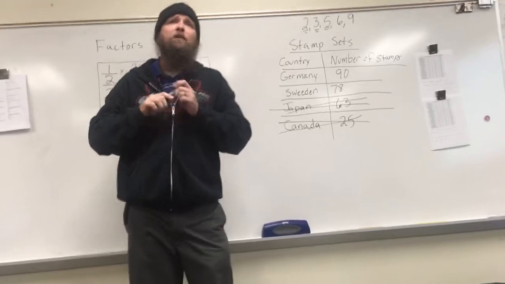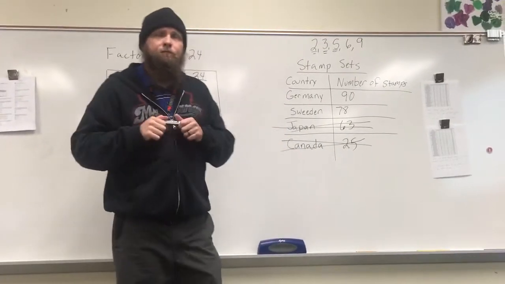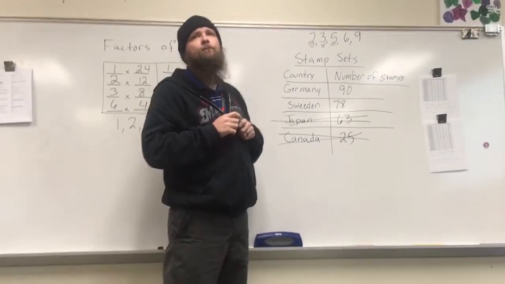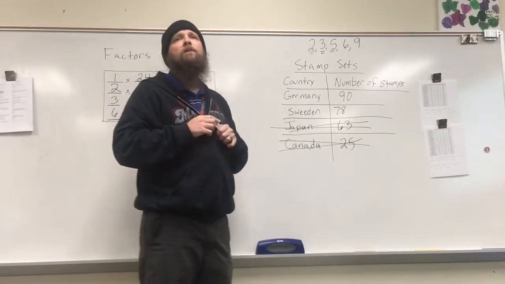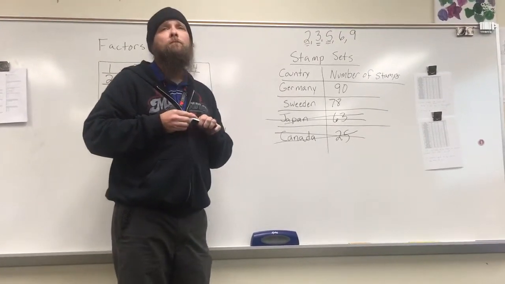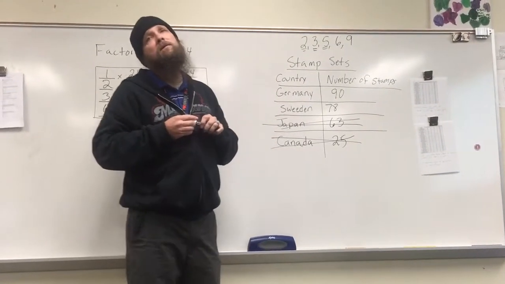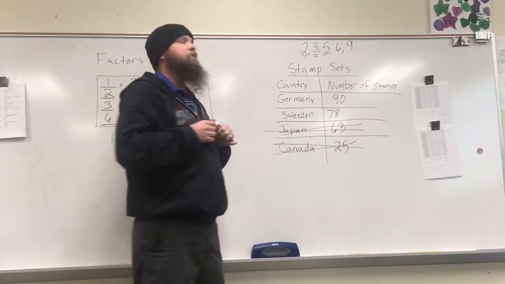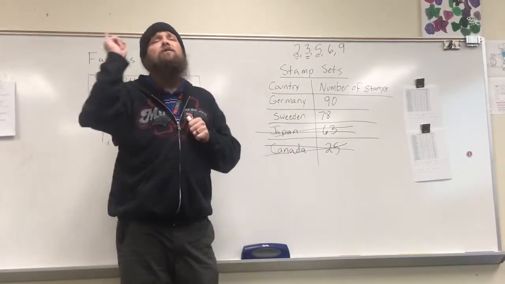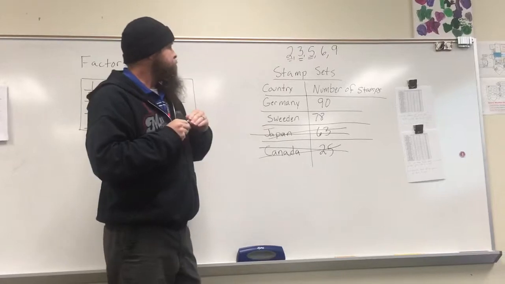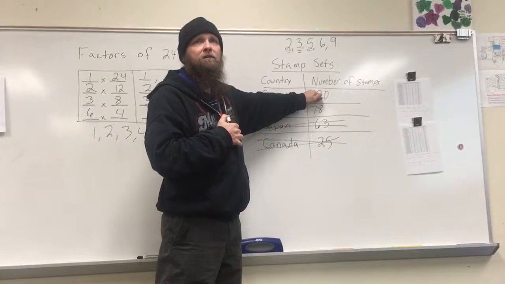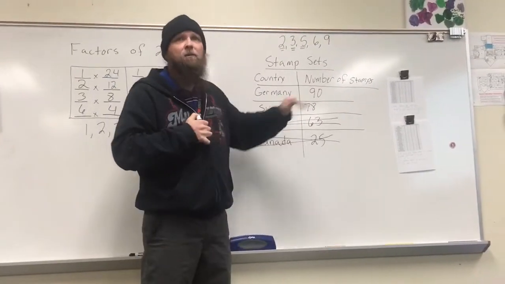All right, the divisibility rules for 5, Katie. What's the divisibility rule for 5? Good. A number is divisible by 5 if it ends in a 5 or a 0. Thank you, Katie Logan. Katie, is 90 divisible by 5? Yes. Katie, is 78 divisible by 5? No.